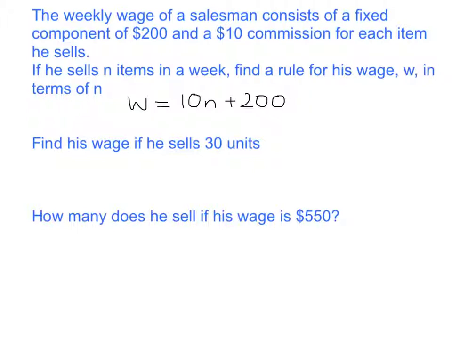So to find his wage, if he sells 30 units, what we need to do is we substitute N equal to 30. So W would be equal to 10 times 30 plus 200. All that's doing is taking this 30 units and substituting them into N. So it'll be 300 plus 200, which will be equal to $500.